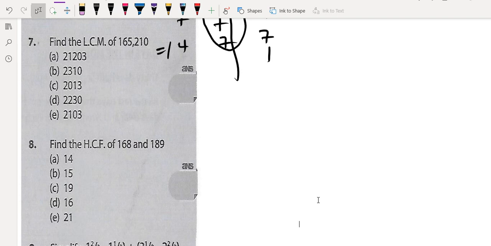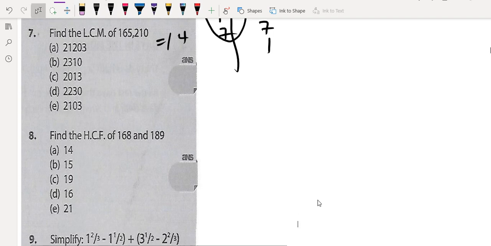Cool, have you solved it? What's the answer? 2,310. Option B. Okay, let's solve together.